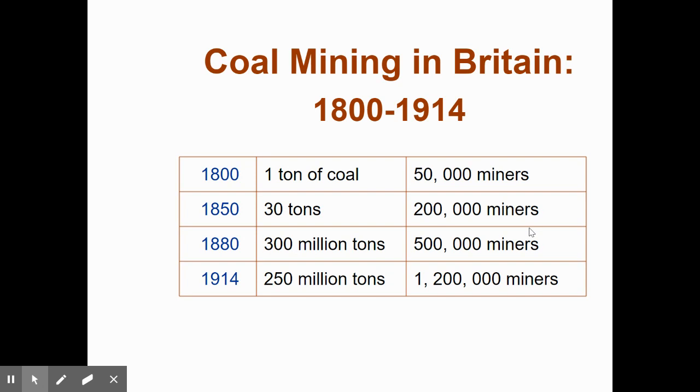Notice a decline from 1880 to 1914. There's more people working, but fewer produced. That's because the coal that's easy to get has been gotten. And you have to go farther down. It's much harder to get, even though they have better technology. So coal mining becomes more difficult.